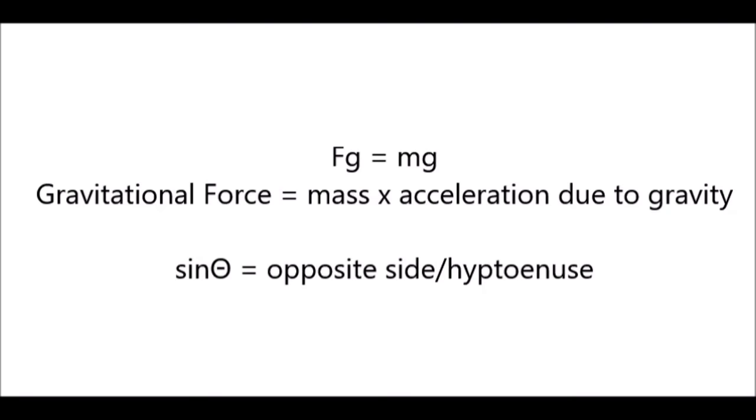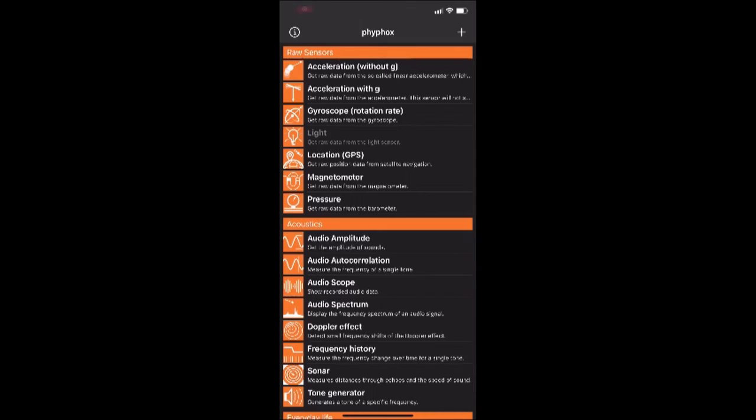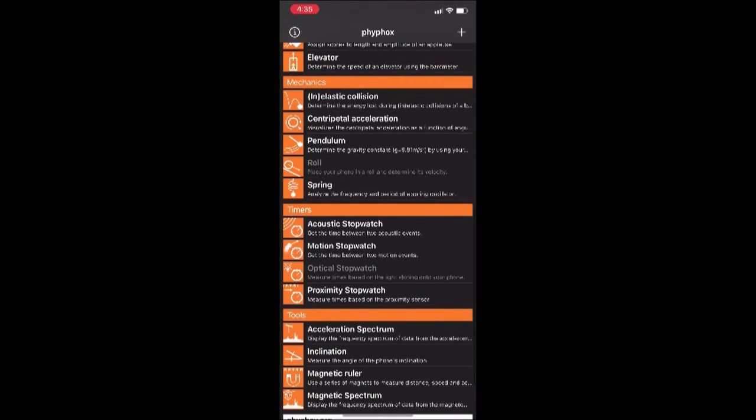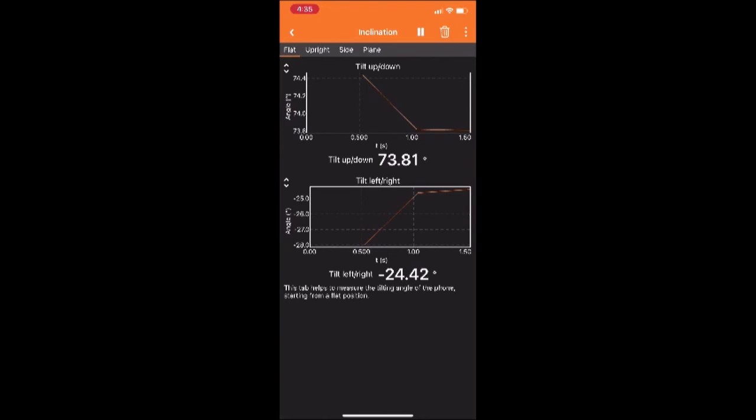In this spring scale and ramp method to calculate the acceleration due to gravity, the gravitational force equation, Fg equals mg, as well as trigonometric functions, are used to determine gravitational acceleration as the primary physics principles. This method will use the Newton spring scale and different incline slopes measured with the inclination feature on Phyphox to determine the gravitational force for a specified mass and ultimately the acceleration due to gravity.